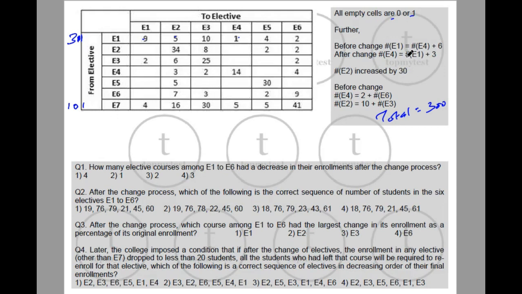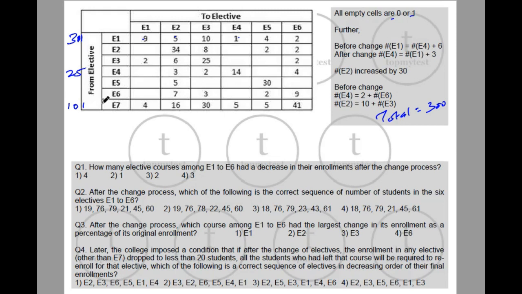Okay, now let's see what we have. Before change, E1 was 4 more than E6. So E1 was 4 more than E6, 6 more than E4. E1 is 31. So E4 should be 25 before.